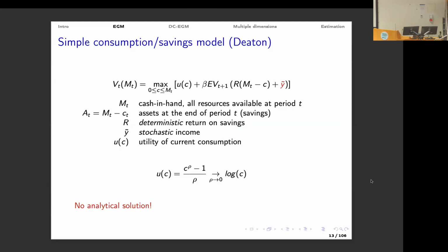Well, if we modify the problem just a little bit by adding this additional income term here, then the problem doesn't have the analytical solution anymore. Right? We need to do something numerical. What would we do? How would we solve this?